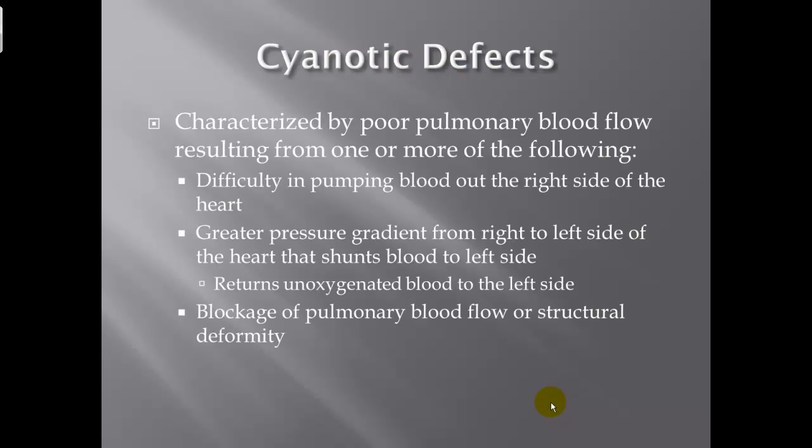Cyanotic defects, characterized by poor pulmonary blood flow resulting from one or more of the following: difficulty in pumping blood out of the right side of the heart, greater pressure gradient from the right to the left side of the heart that shunts blood to the left side, returns unoxygenated blood to the left side. So what this is going to do is essentially remix deoxygenated blood on the side that's pumping it out to the tissues. Now this can become problematic if it compounds, if the child's under any distress at all. Blockage of the pulmonary blood flow or structural deformity.